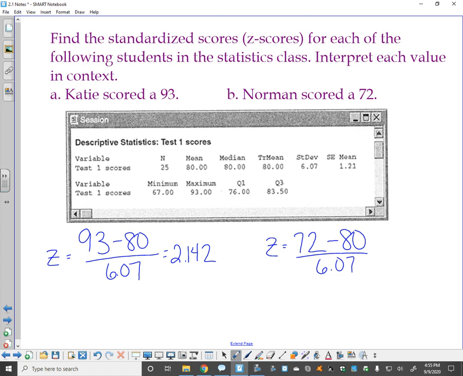Now let's look at Sweet Norman. 72 minus 80, I know it's going to be negative because I know he's below the mean. I got a negative 8. Negative 8 divided by the standard deviation, I got negative 1.318 if I round correctly. Now, for Norman, we knew he was below. But guys, look, he's over a standard deviation below the mean. So not only is he below the average, he's well below the average. He is more than 1 standard deviation below the mean.